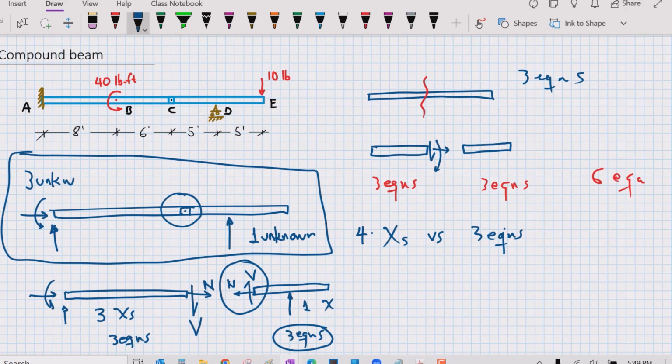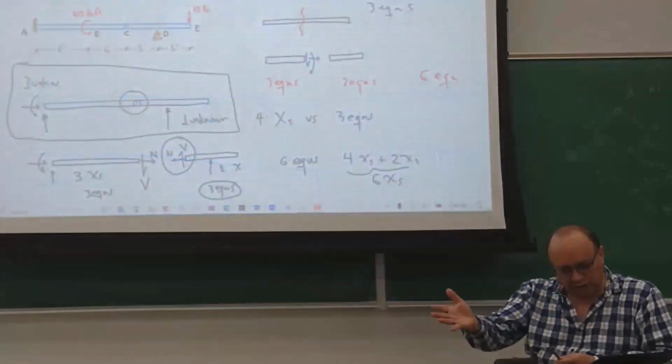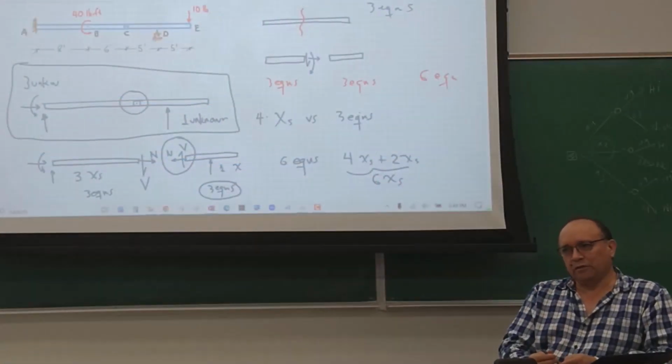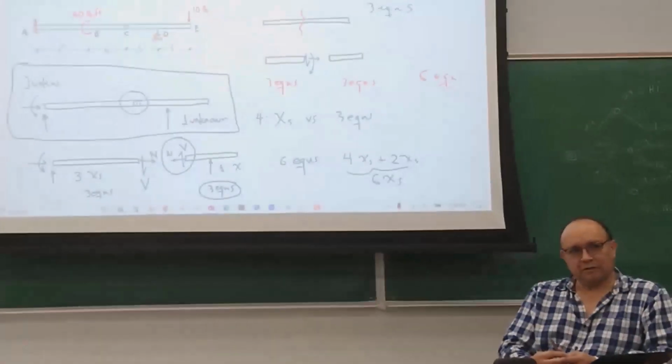Now here you have 6 equations, and you have your 4 unknowns that you had before, plus the 2 new unknowns, so you get 6 unknowns here. So you get 6 equations, 6 unknowns, so you can solve the problem. Okay, hope this makes sense.